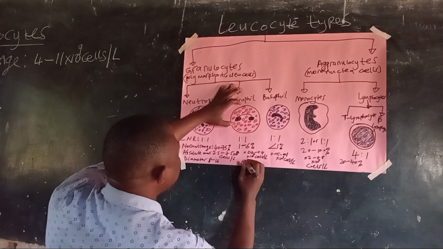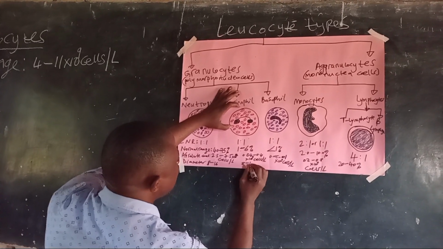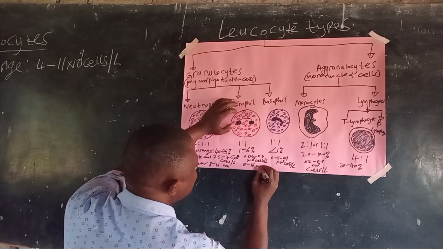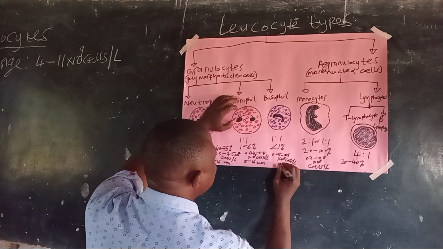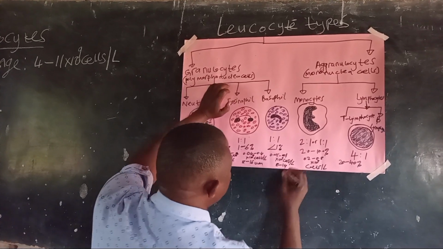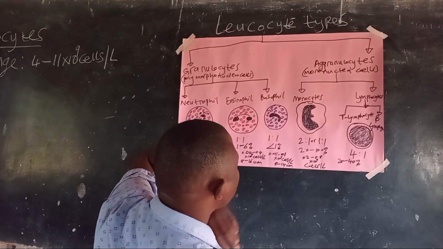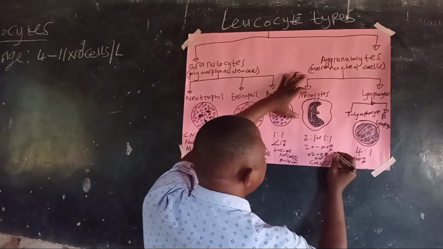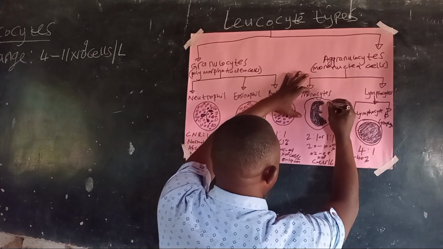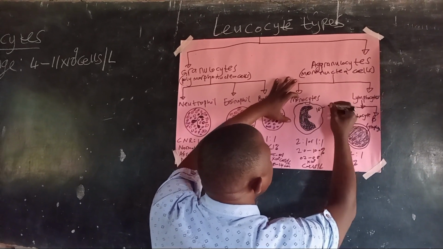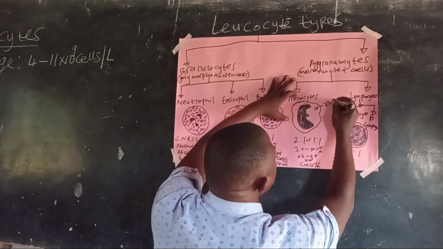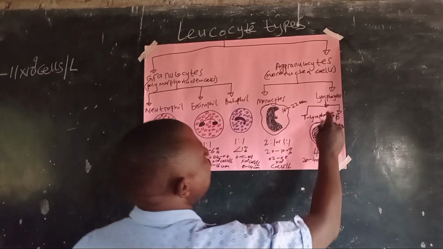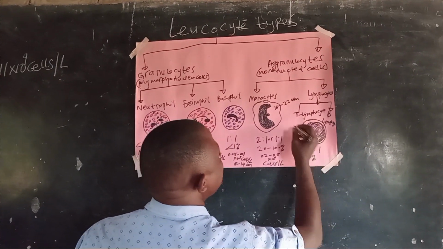This one is between 8 to 16. They are all micrometers. This one is between 8 to 14. They are also micrometers. Then this one, the monocyte, is between 16 to 22 micrometers. So the lymphocyte for it is 8 to 12.